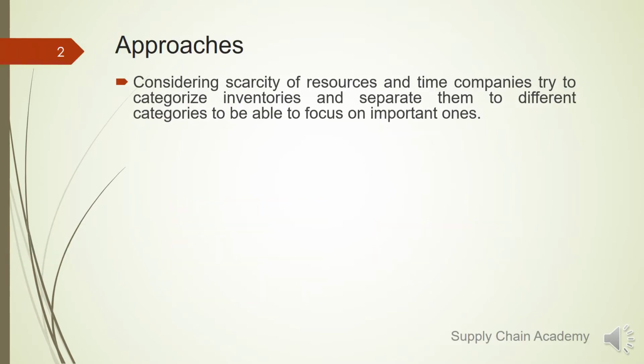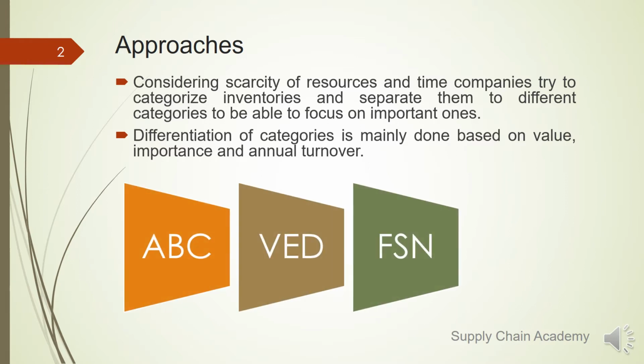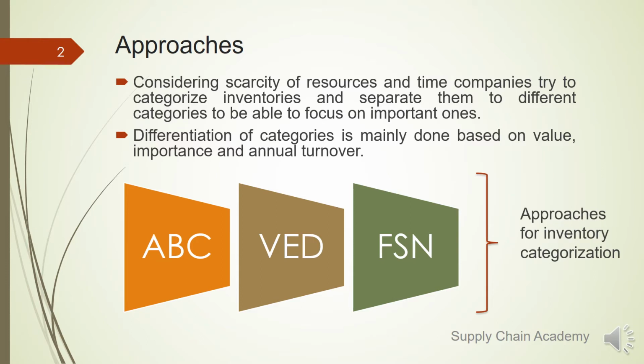So, categorization approaches. Considering scarcity of resources and limited time, companies try to categorize inventories into different categories based on their value, profitability, and annual turnover. There are many types of approaches. We will talk about the three most popular approaches for categorization of inventory. The first one is ABC, the second is VED, and the third one is FSN. These are the popular approaches for inventory categorization.